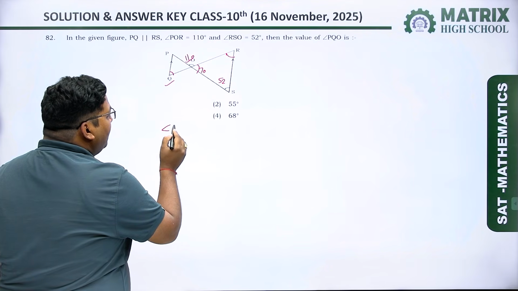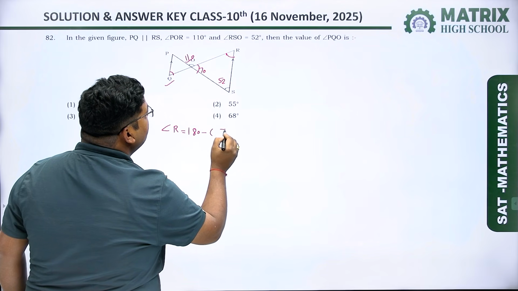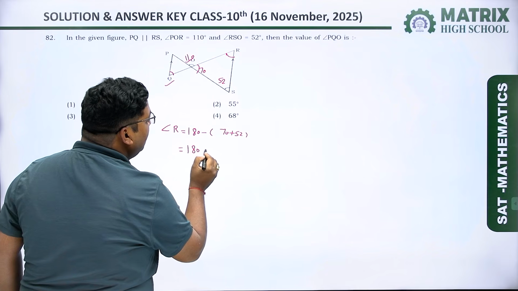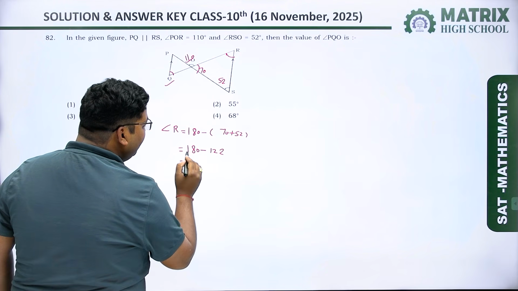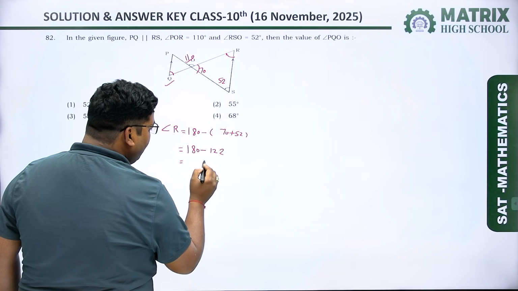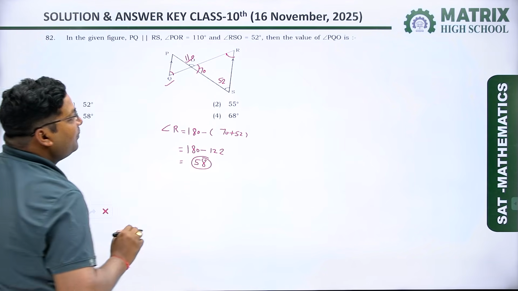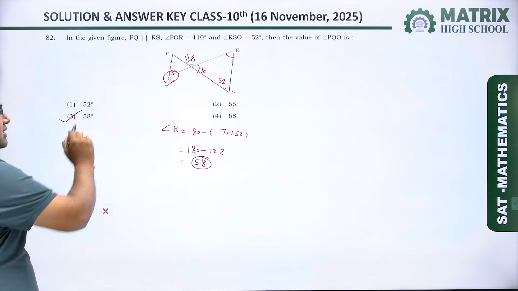So we will get angle R equal to 180 minus (70 plus 52), which is equal to 180 minus 122. When we subtract these two numbers, we will get 10 minus 2 is 8, 7 minus 2 is 5. So angle R equal to 58 degree. It means angle Q is also 58 degree. So option 3 is the right answer.